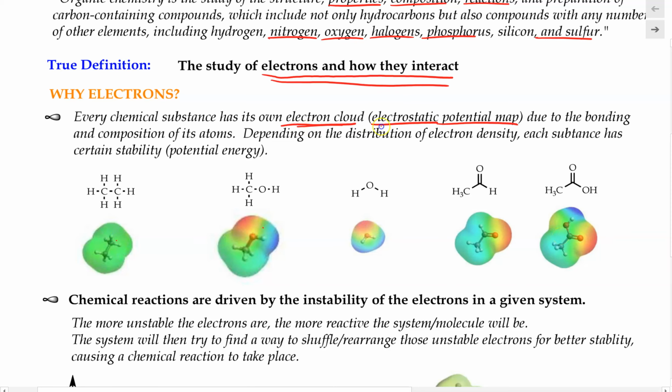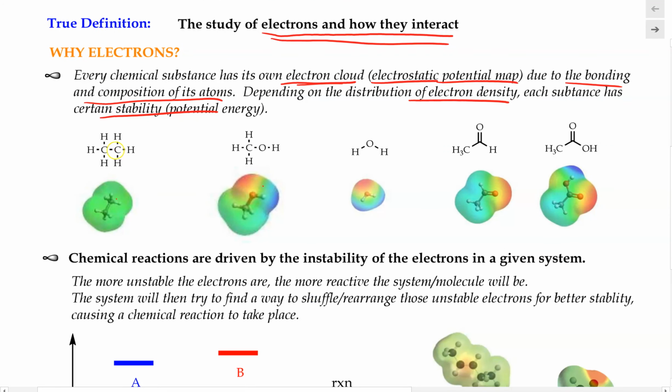And they have this electron cloud right here due to the bonding and the composition of the atoms that make up this chemical substance. And depending on the distribution of the electron density, each substance has a certain stability or potential energy, and therefore certain behavior. For example, in this case we see ethane, which consists of carbon and hydrogen. And overall, this would be the electron cloud of ethane.